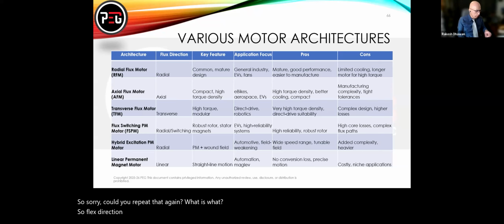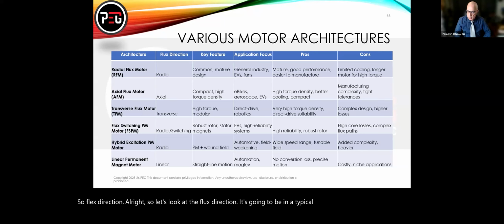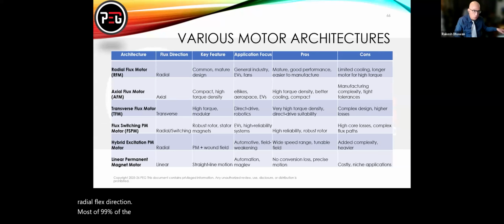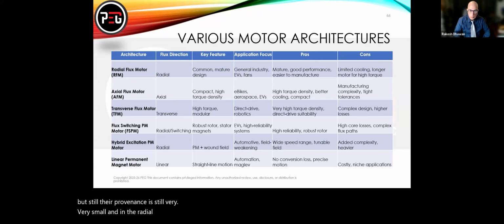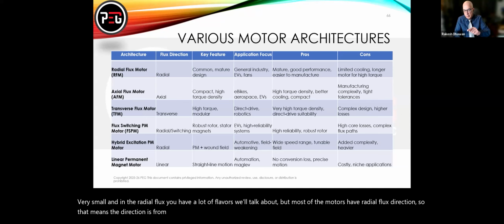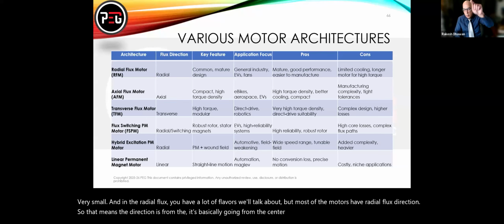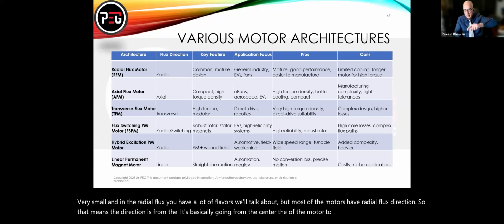All right, so let's look at the flux direction. In a typical BLDC motor, you're talking about a radial flux direction. 99% of the motors today use radial flux. Of course, in recent years, more axial flux motors are being used, but their prevalence is still very, very small. And in radial flux, you have a lot of flavors we'll talk about, but most of the motors have radial flux direction. That means the direction basically goes from the center of the motor to the outer diameter, in a straight line.